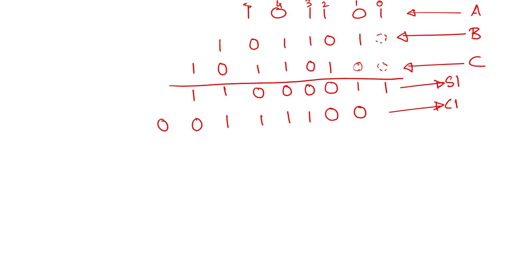So, D is what? 1 2 3 4th position here. So, D will be 1 0 1 1 0 1.